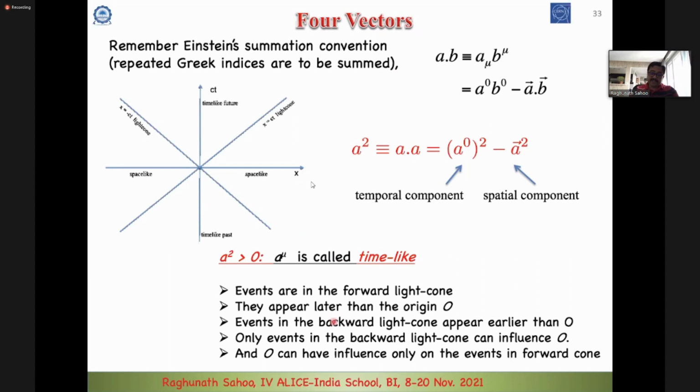And events in the backward light cone appear earlier than 0. Essentially, 0 is the starting point. Anything backward will happen before, anything forward will happen after this. Only events in the backward light cone can influence 0. So this also respects causality. And 0, or the origin, can have influence only on the events in the forward light cone. I have put these just for discussion. You may not need them for the algebra you are going to do for four vectors or decay kinematics, but just keep in mind what kind of events these are.